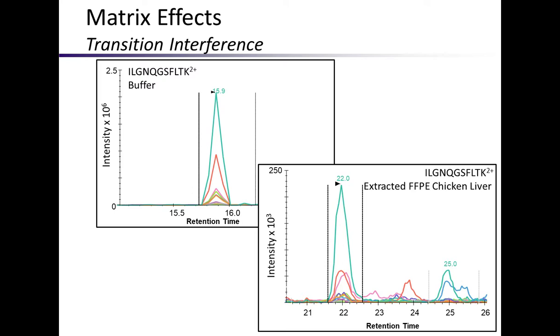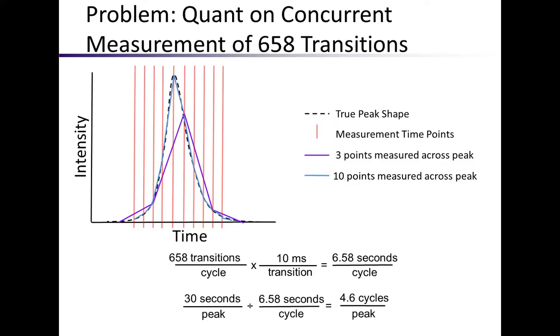Transitions also get interfered with, and so here's a different peptide that looks great in buffer, beautiful signal. And then when we go into our matrix, we lose an order of magnitude in signal, and we see that some of our best transitions are very obviously interfered with. So for example, the pink transition here has a nice little tail that it didn't have when we looked at it in the buffer.